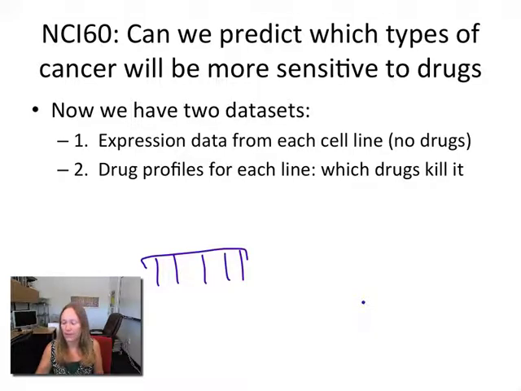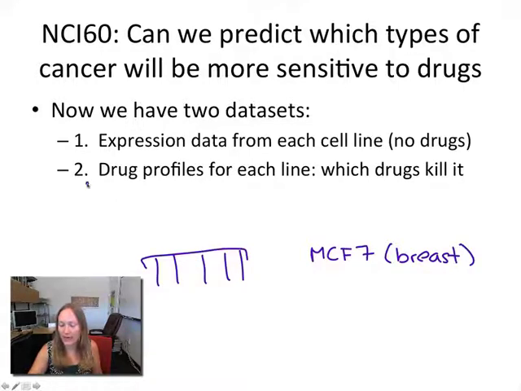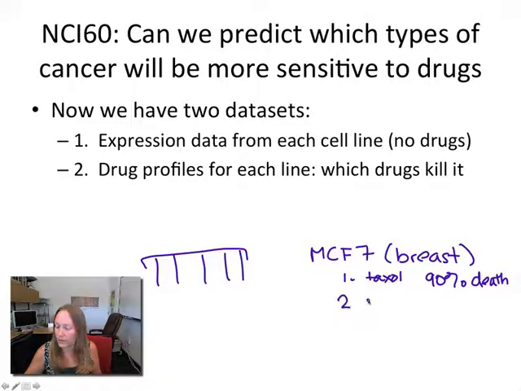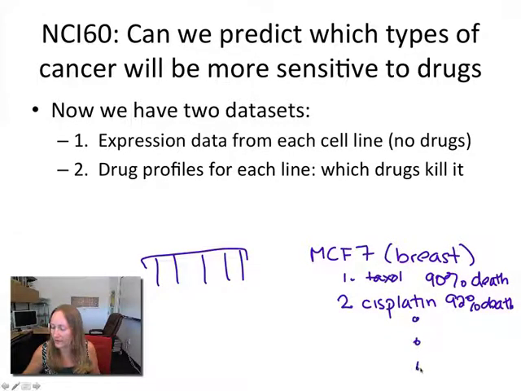with which efficacy. So I know, for example, that MCF7, which is a breast line, in this data set number 2, will have something like, okay, drug number 1, Taxol, and it kills with a 90% efficacy, 90% death. Drug number 2, cisplatin, it kills with a 92% death. And all the way down. Lots of different drugs, all the way down.